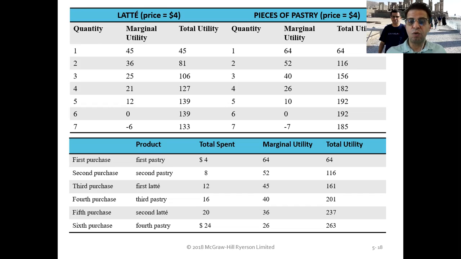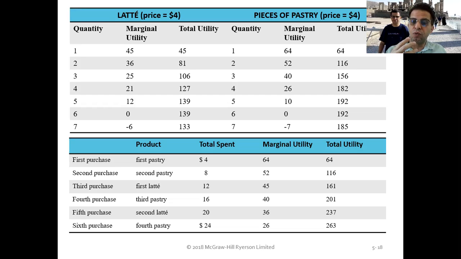Now on the second one, what are we gonna look at? We looked at the marginal utility for the second pastry is 52. The first marginal for the latte is 45. So we're gonna go and purchase the second one, pastry, because it's giving us more marginal utility.